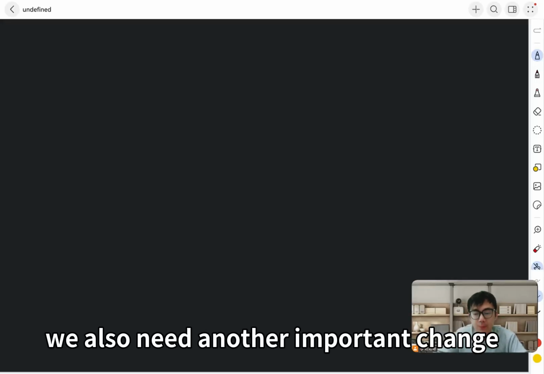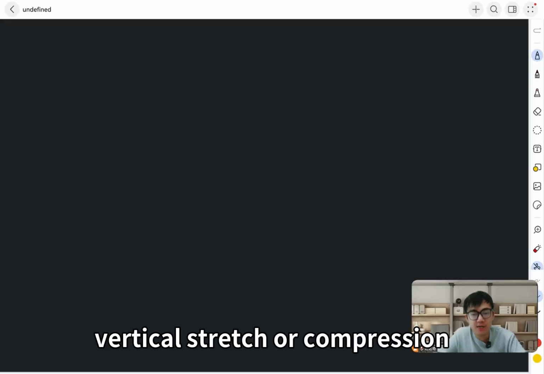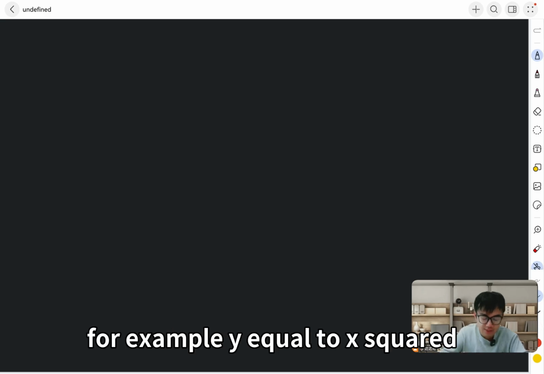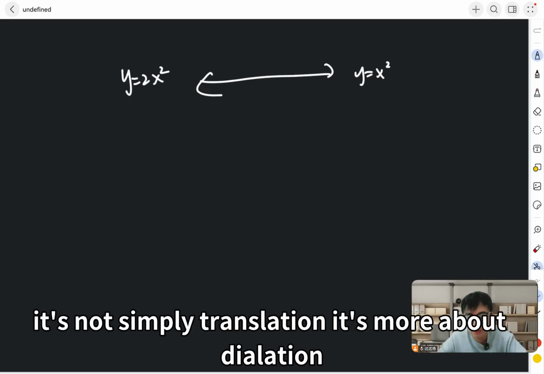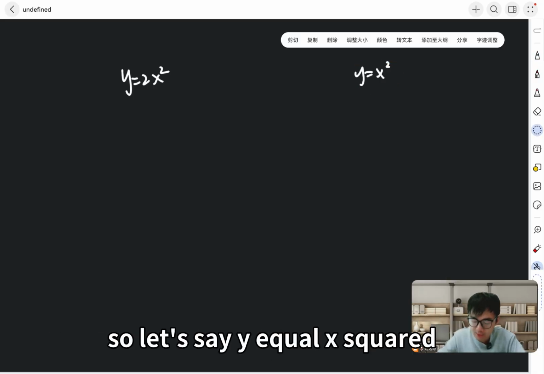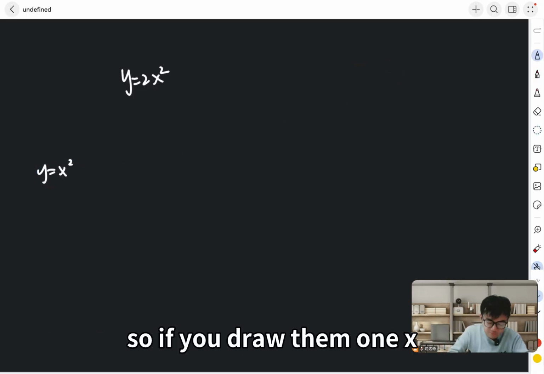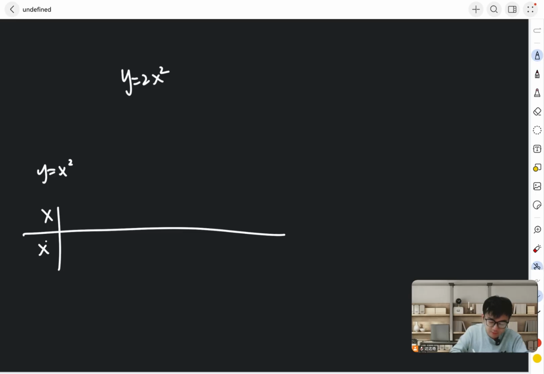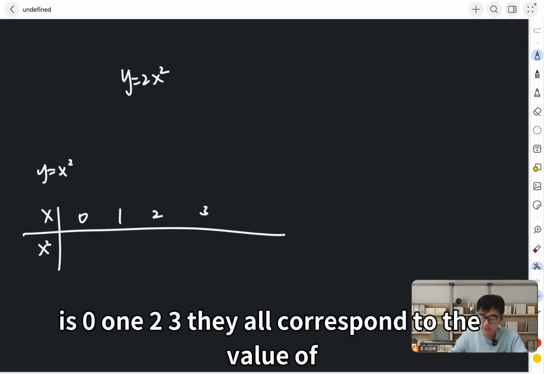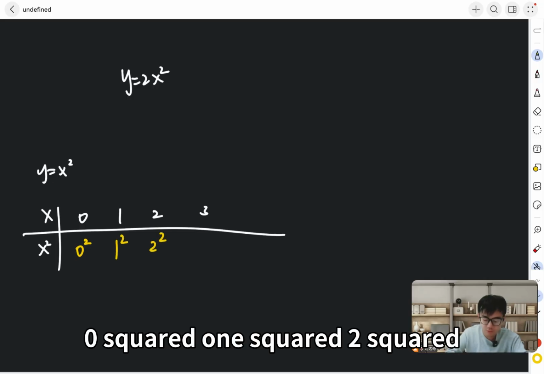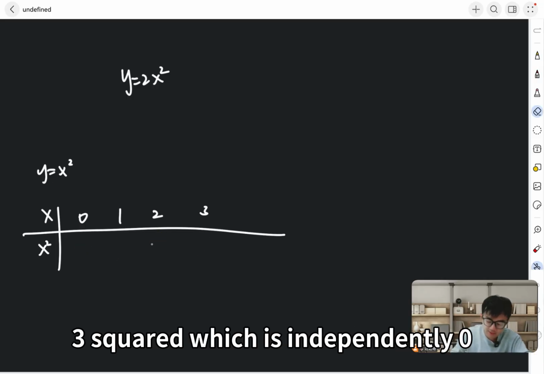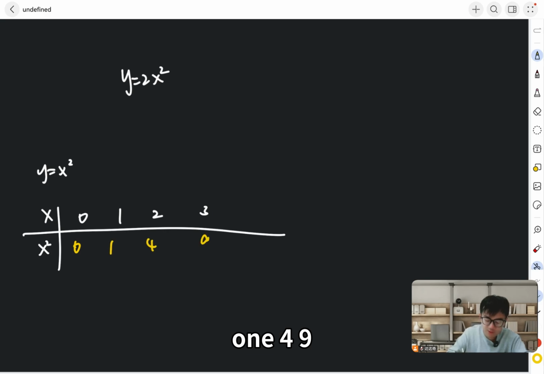We also need another important change, vertical stretch or compression, which is called dilation. For example, y equal 2x squared. What's the relationship between it and y equal x squared? It's not simply translation, it's more about dilation. So let's say y equal x squared. When x is 0, 1, 2, 3, they correspond to the values of 0 squared, 1 squared, 2 squared, 3 squared, which are 0, 1, 4, 9.